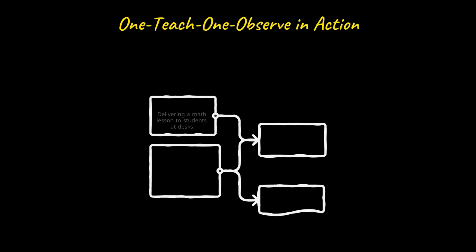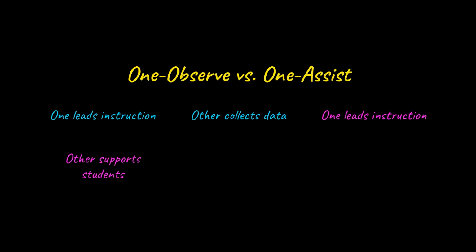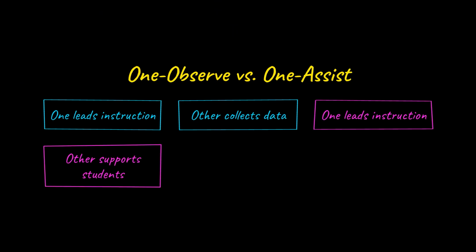errors, and student responses. Notice that the observing teacher has no interaction with students during the lesson. Her full attention goes to documenting what she sees. Data a teacher actively leading a lesson simply cannot collect at the same time. The key exam distinction is between one teach, one observe, and one teach, one assist. In observe, the secondary teacher gathers data without engaging students. In assist, the secondary teacher moves around the room actively supporting individuals.